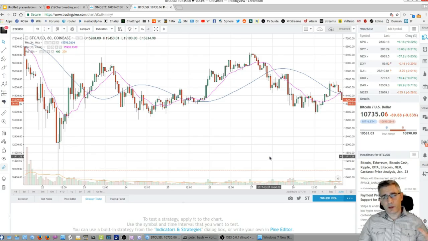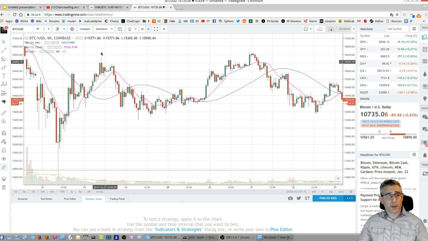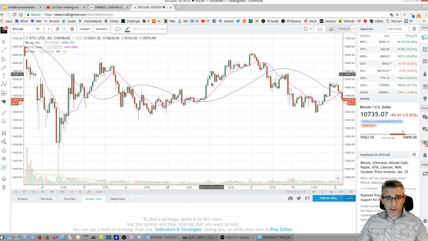So here's Bitcoin. We're gonna look for a triangle, a bullish triangle on Bitcoin. We're going to use the trend tool here, this little line, and we're going to find, here's a good one right here. There's actually two. So if I drew it out, it would look like this. Let's grab another one.